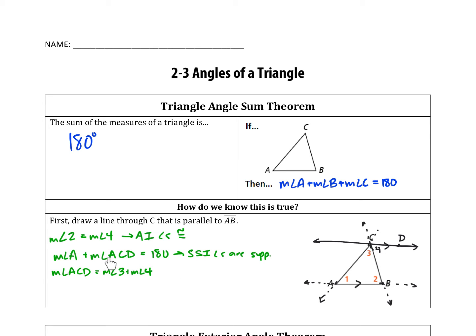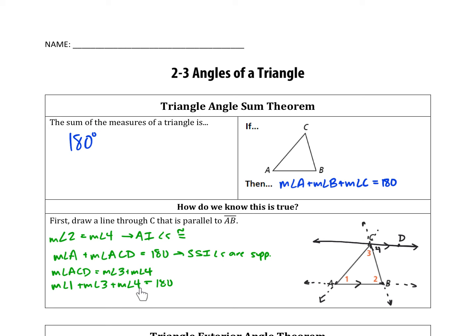So then if I come back up to this statement right here, I would be able to say that angle A, or I'll call it angle 1, plus angles 3 and 4 should add up to 180. Measure of angle 1 plus the measure of angle 3 plus the measure of angle 4 should equal 180. And all I did was substitute into this statement right here, where A plus ACD equals 180, I just turned angle A into angle 1 because it's the same thing. And then I had already said that angle ACD is angle 3 plus angle 4, so I'm going to replace the angle ACD right here with angle 3 plus angle 4.